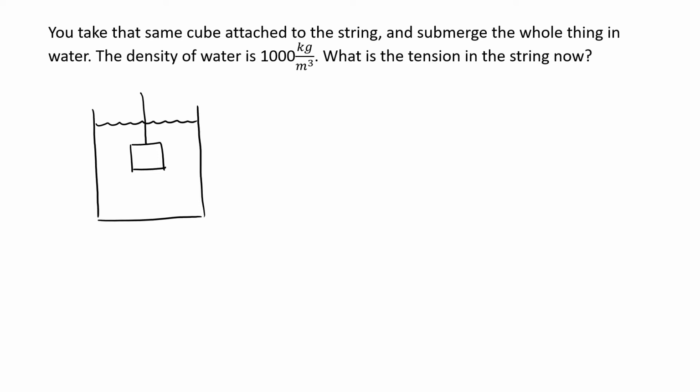All right, so I've submerged the cube completely in water, and it's the same sort of thing where I look at the forces that are in the system. They are the same as before. Let's bring up the red: there is the weight of the object, which is mass times acceleration, m times g. And there's the tension in the string, that's still there.